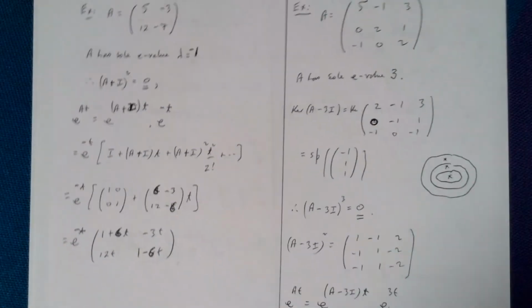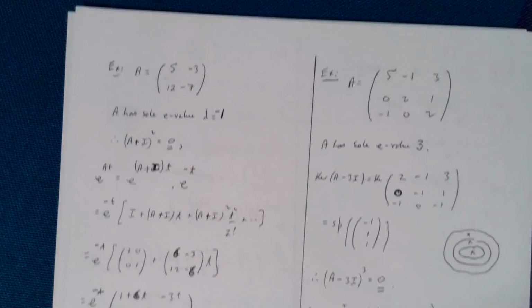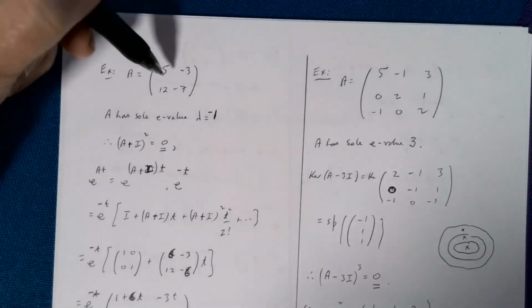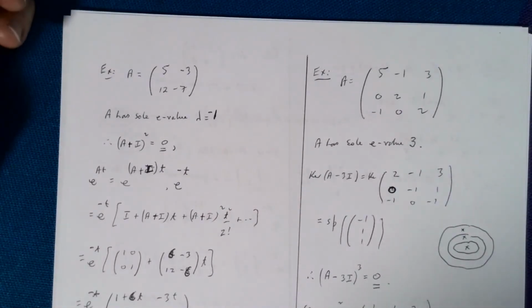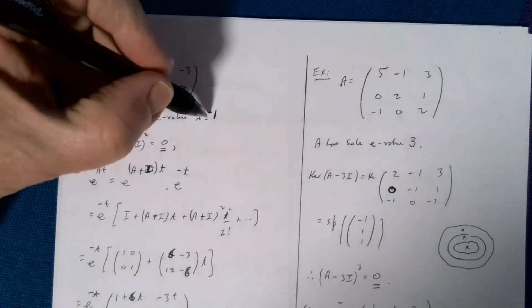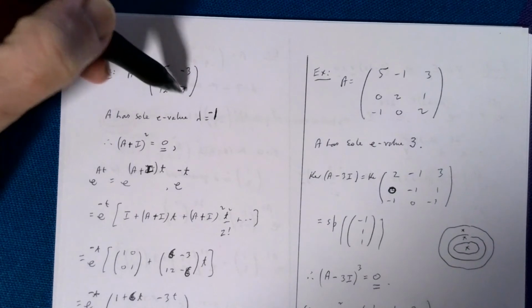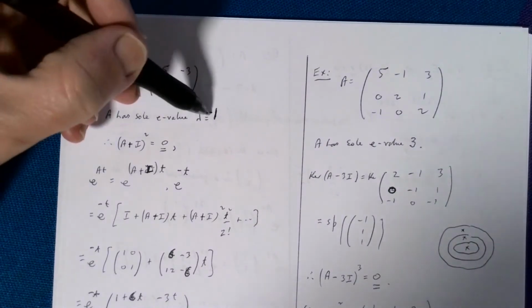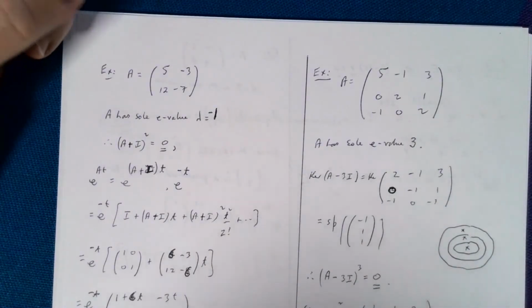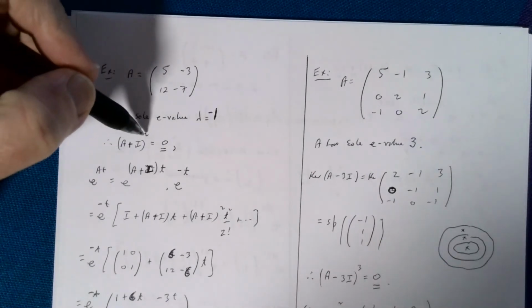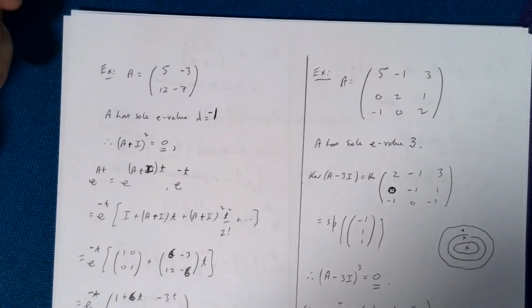So here is our matrix A, which is this one here, 5, minus 3, 12, minus 7. It's got a sole eigenvalue of minus 1. You can check that again because the trace of this is minus 2. Minus 1 minus 1 is minus 2. So that means then that A plus I, all squared, is the 0 matrix.